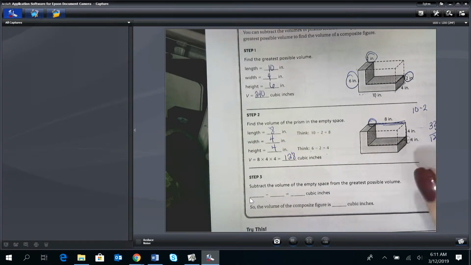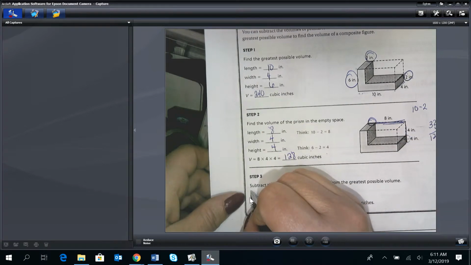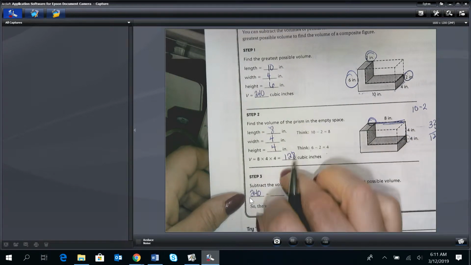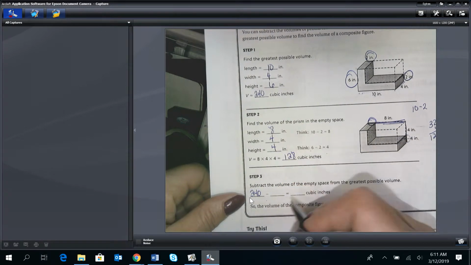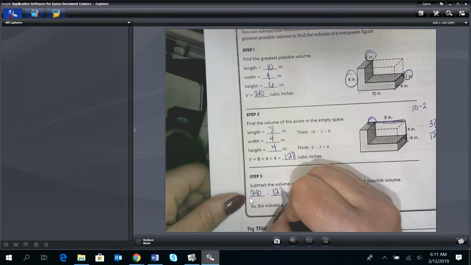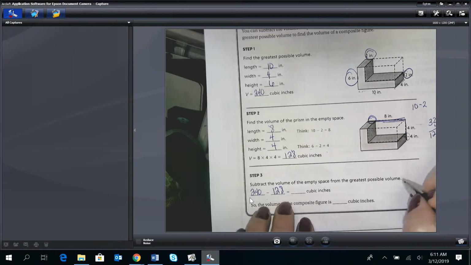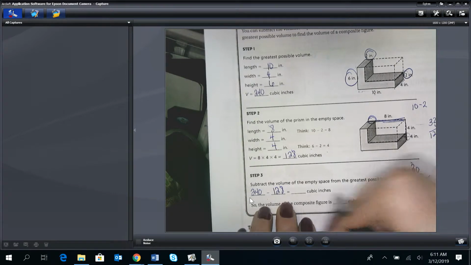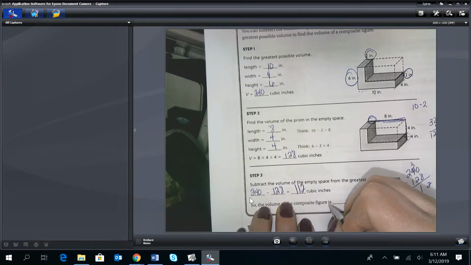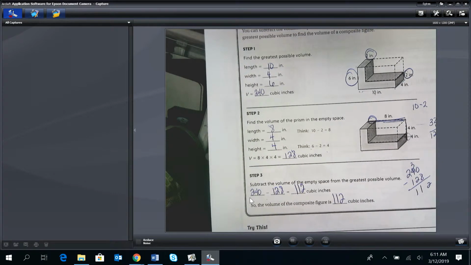So what we had total was 240. We're going to take out the extra, which is 128 cubic inches. If we subtract that, 240 minus 128, once again we get 112 cubic inches. So you have to decide which way you like to do it.